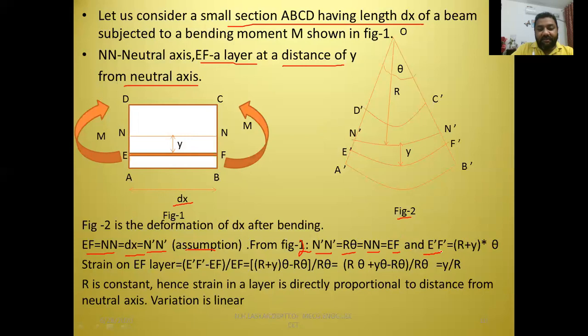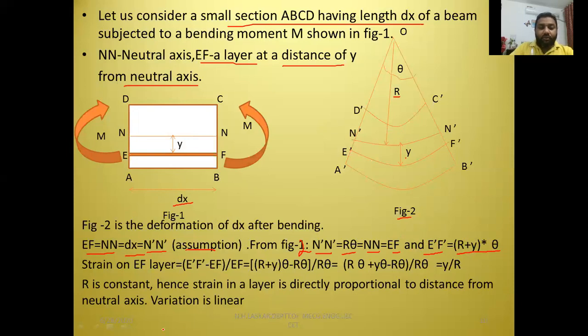And what is E'F'? E'F' is again an arc which makes an angle theta at the center of curvature with radius R plus y. So E'F' is equal to (R plus y) multiplied by theta.